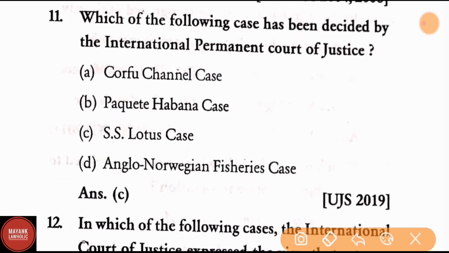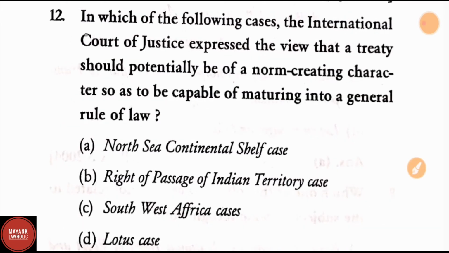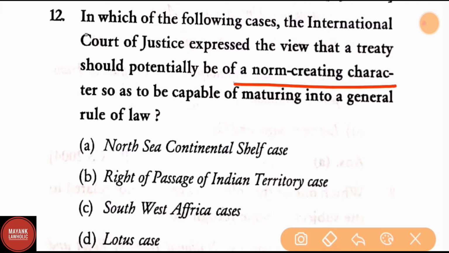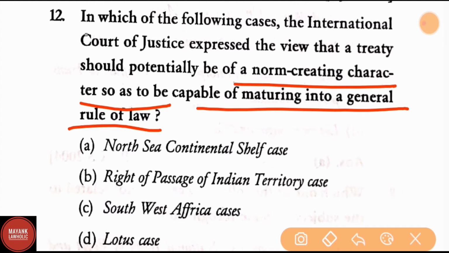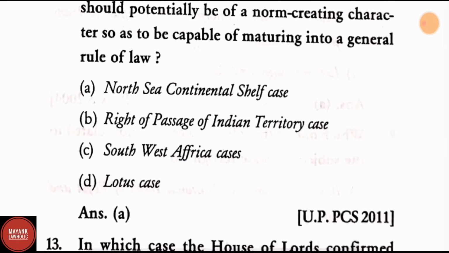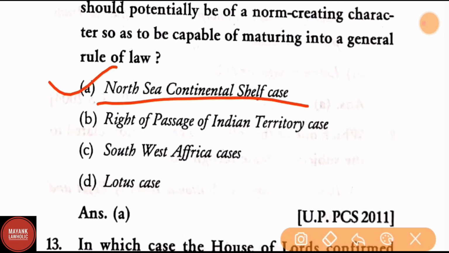Question number 11. Which one of the following cases has been decided by the Permanent Court of International Justice? Answer is the SS Lotus case. Question number 12. In which of the following cases did the International Court of Justice express the view that a treaty should potentially be of a norm-creating character so as to be capable of maturing into a general rule of law? This was held in the North Sea Continental Shelf case.